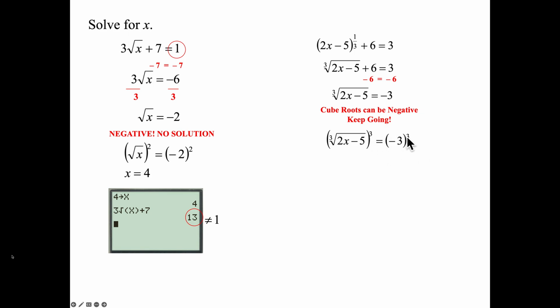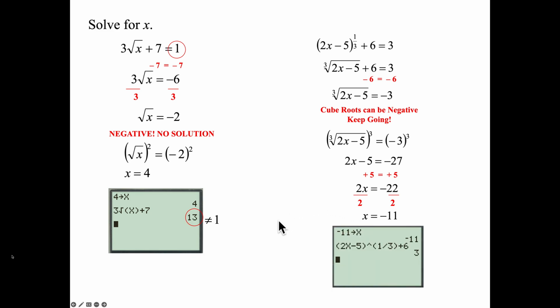So we'll go ahead and cube both sides. Cancels out the cube root symbol. 2x minus 5, -3 to the third power is -27. Again, you can type that into your calculator if you needed to see it. Left parentheses, -3, right parentheses, raised to the third power. Hit the negative key, not the minus key, to get -27. Add over the 5, gives me -22. Divide by 2, x equals -11.